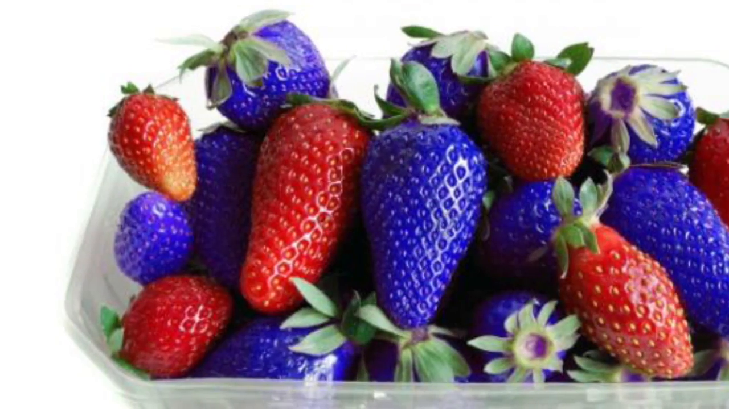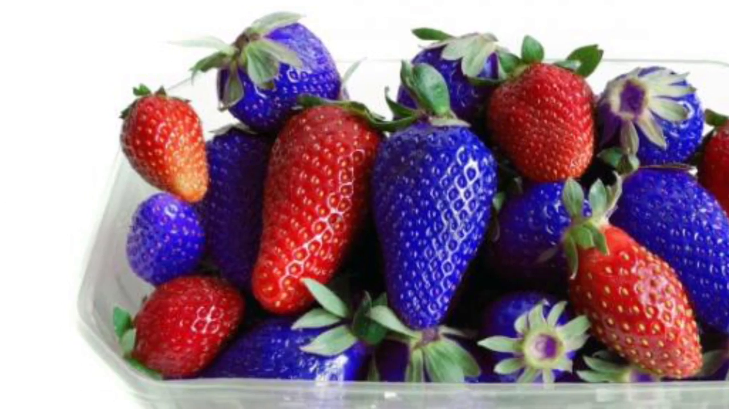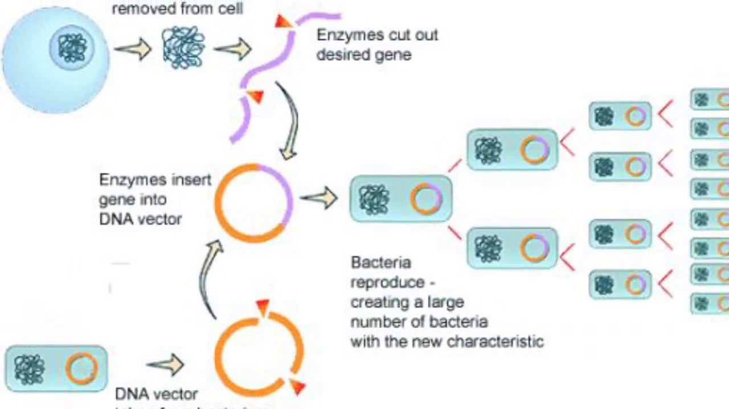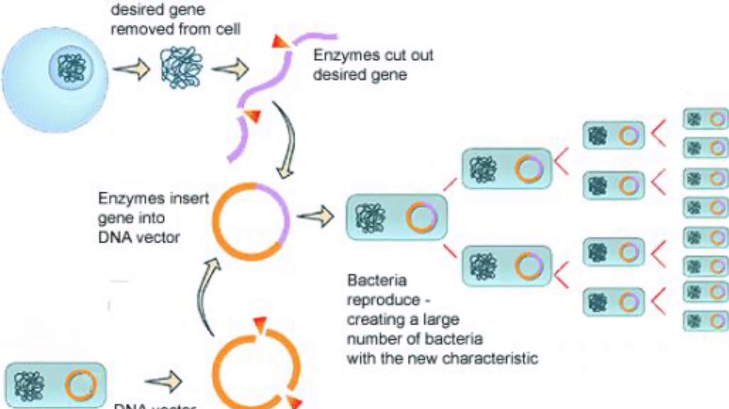With strawberries, I particularly like this one. They turn blue. They inject an enzyme, which keeps them from being mushy. So there are a lot of processes to genetic engineering.